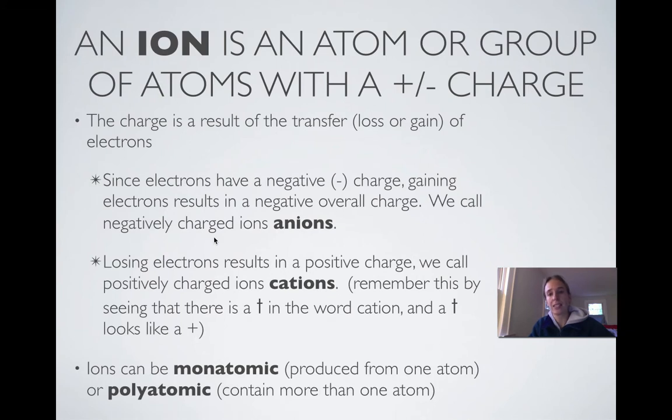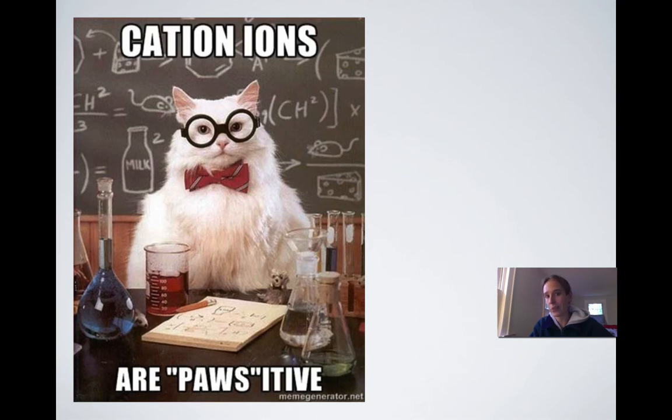And ions can also be classified into how many atoms they're composed of. Ions can be monatomic, so just a single atom, or polyatomic, containing more than one atom. Another way to remember that cations are positive is that they're actually positive.